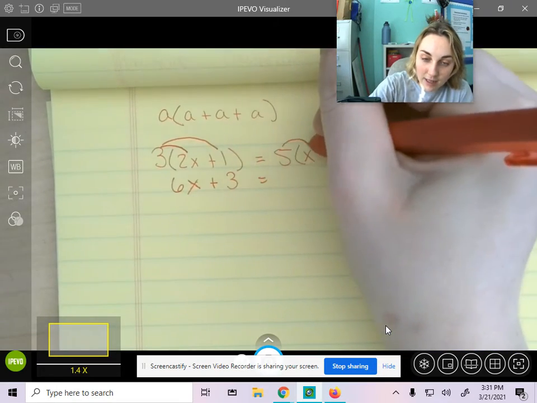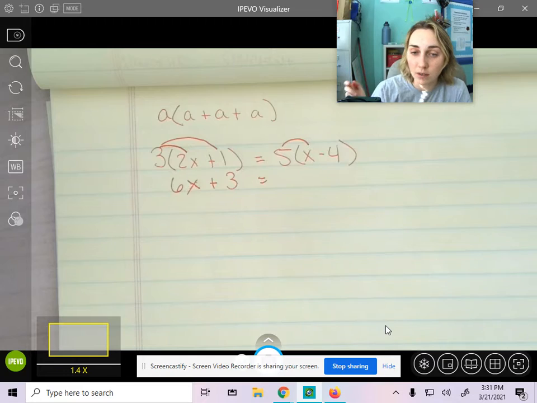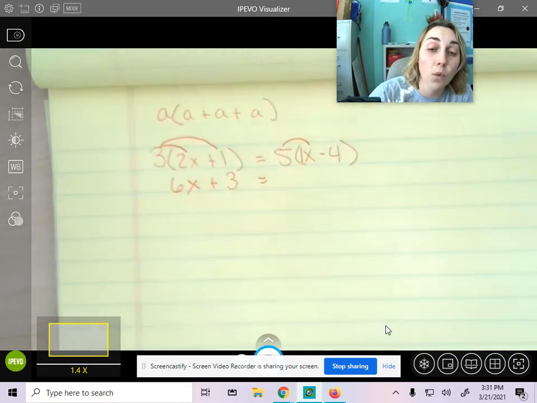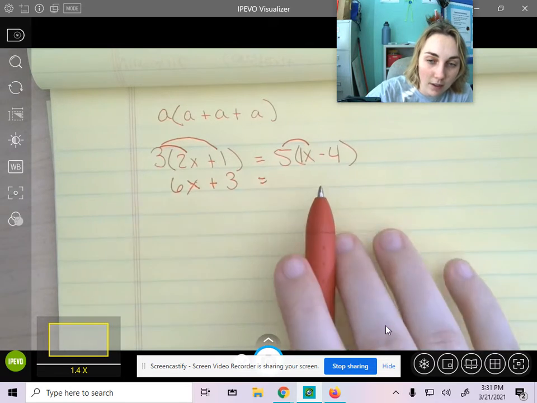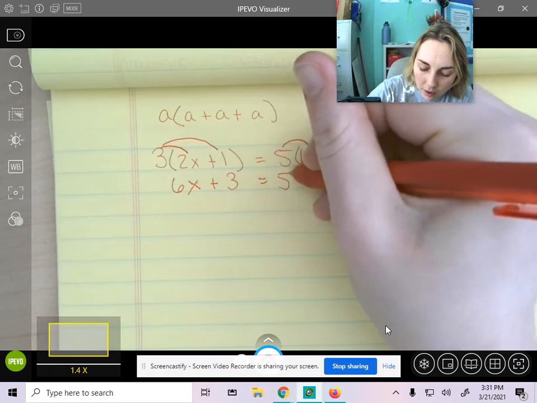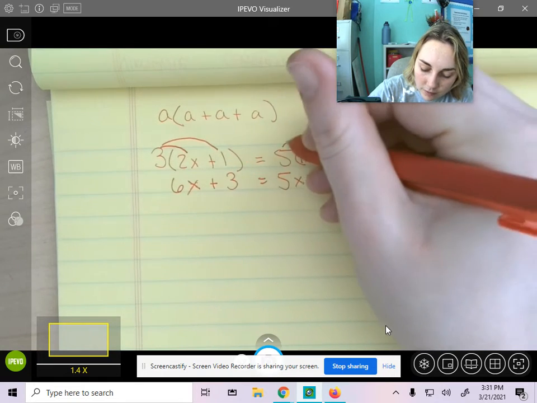And then I have 5 times x. Now, guys, don't freak out when you see this. Remember, when you have a variable by itself, what that means is you have to automatically assume there is a 1 in front of that. Okay? So what we have here is 5 times 1. Well, 5 times 1 is 5. And then I can bring down that variable.